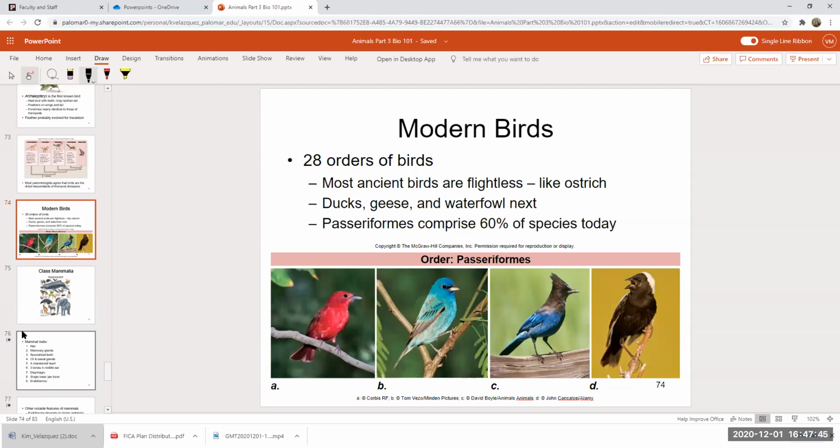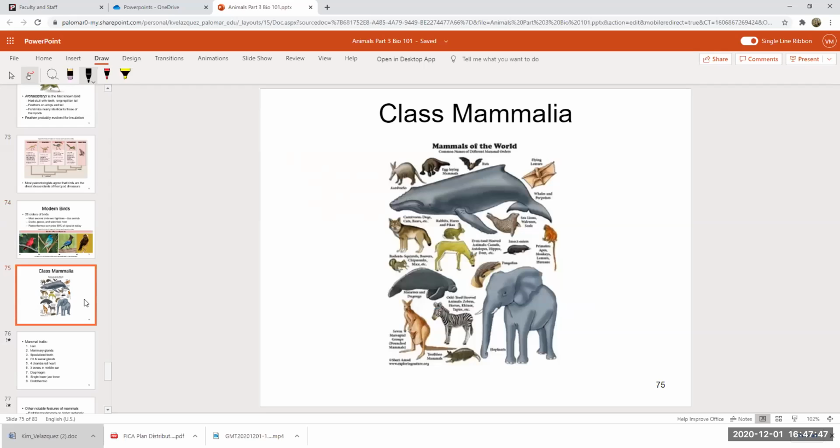Okay, and finally, we have the mammals. A lot of diversity in the mammals. If you think of this little shrew versus an elephant, crazy. The reason that mammals became successful was because of the extinction of the dinosaurs.